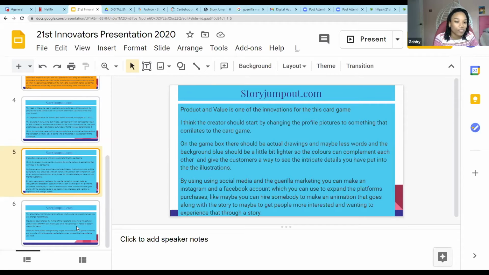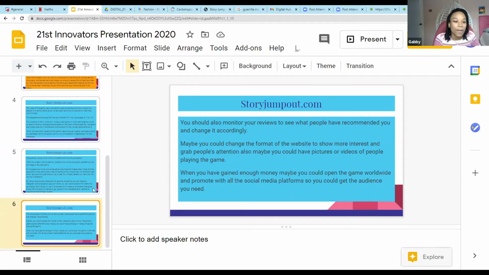And then I have, next slide, I was thinking you should monitor the reviews to see what people are saying, so you can change some things around and innovate. And then maybe you can change the format of the website to show more interest and grab more people's attention. And also you could make pictures or videos of people playing the game on the website.